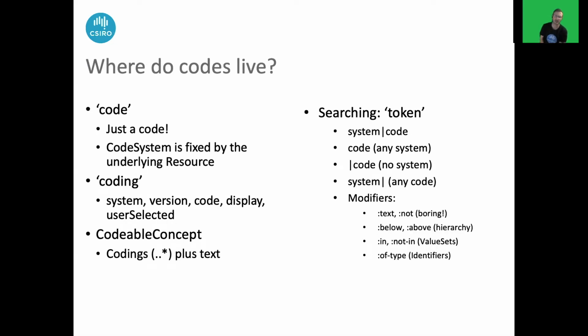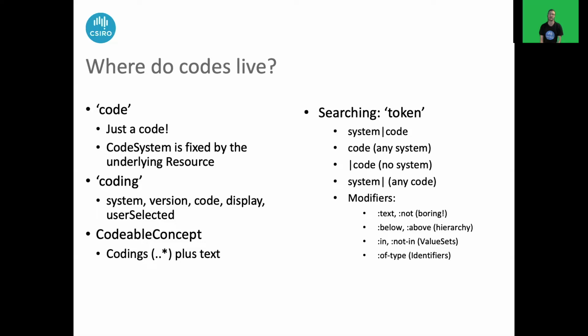So when we're using terminology in the context of FHIR specifically, there are three data types that we see in the FHIR resource definitions. The first of these is the code data type, and a code data type is by far the simplest in that it just gives us a code. It doesn't specify which code system the code is coming from, and that's because that code system is fixed by the definition of the resource that we're using.